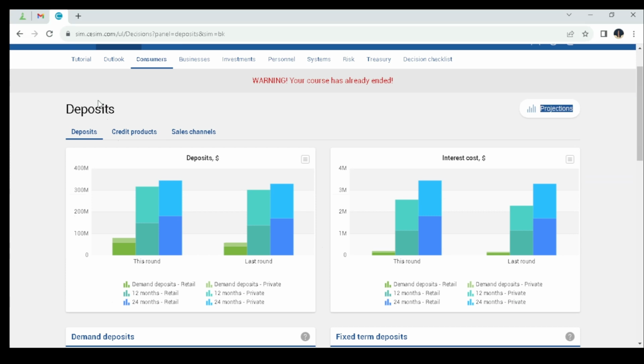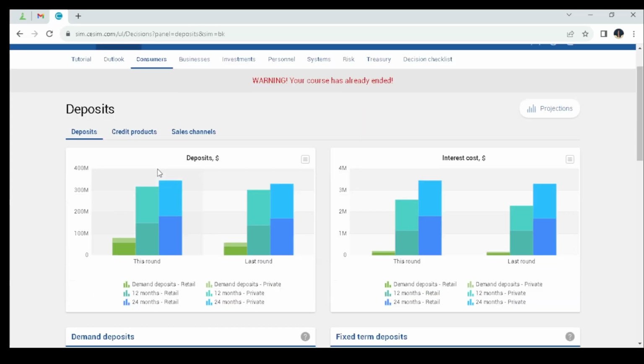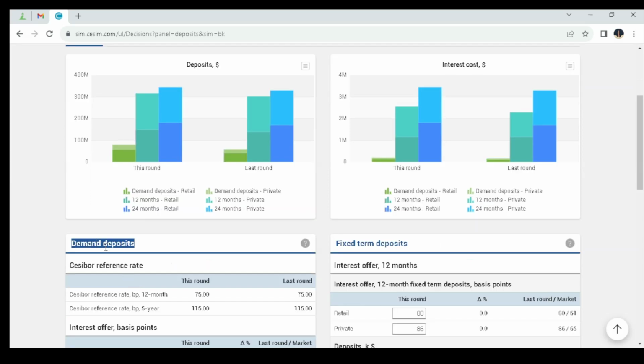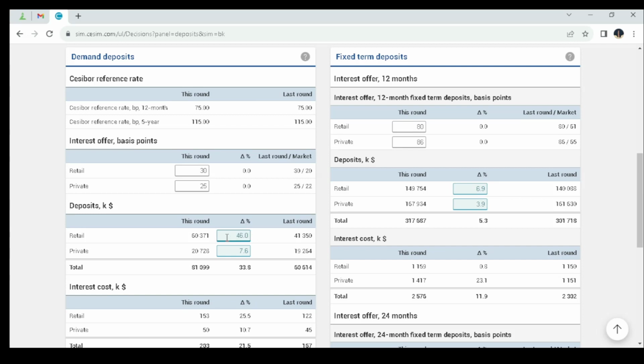Under deposits, we have the deposits themselves, the credit products, and lastly, the sales channels. We shall start with the first one, which is the deposits. Here, under deposits, it simply means that we can fund our company using this part, and it's always divided into two: the demand deposits and the fixed term deposits. These white cells mean that this is where you put your decisions, and these blue cells are where you put your estimates.